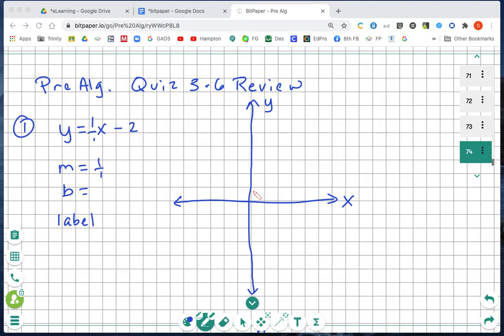Our formula for slope-intercept is y is equal to mx plus b. So we need to ask ourselves, when do we subtract? Never. What do we do instead? Add a line and change the sign. Now we can find our starting point or our y-intercept. It's going to be 0, negative 2.